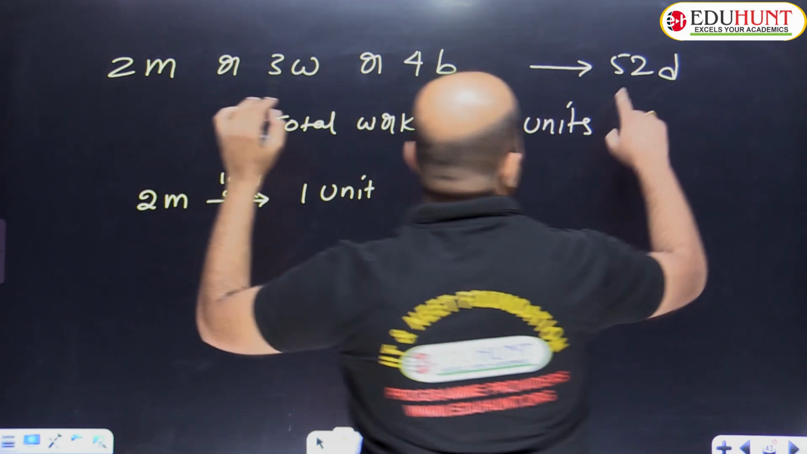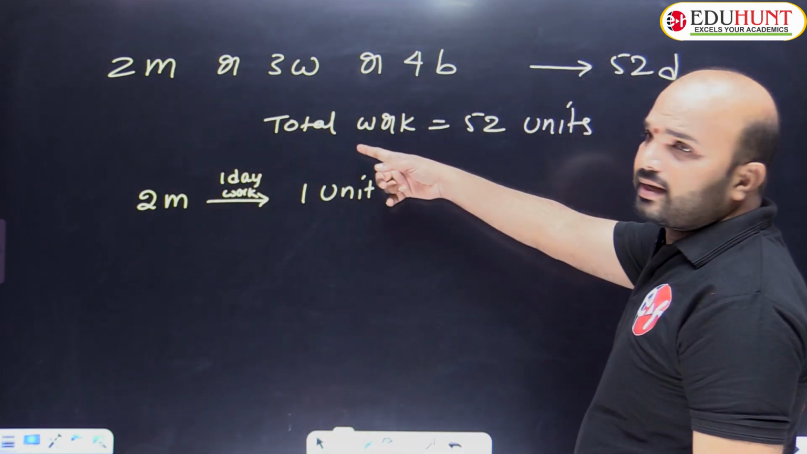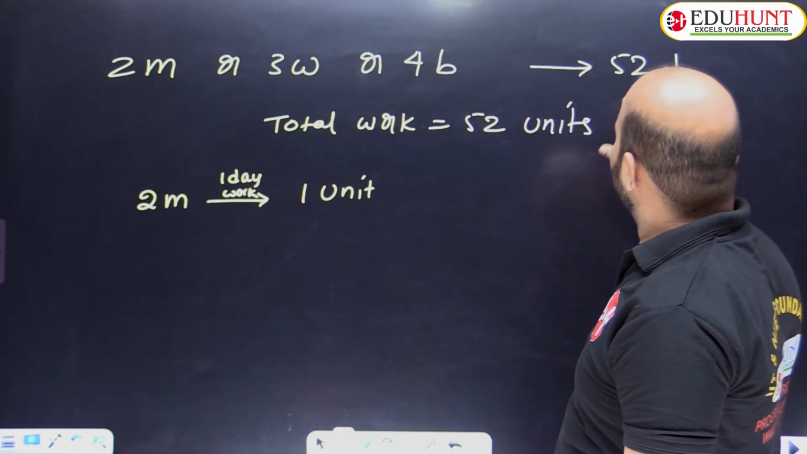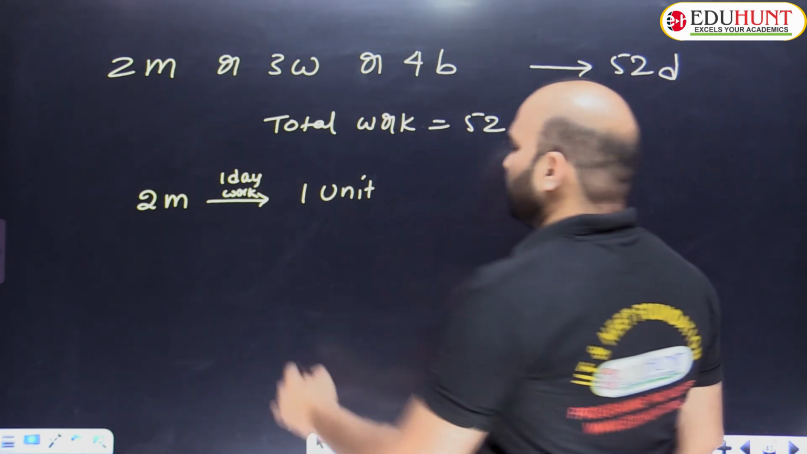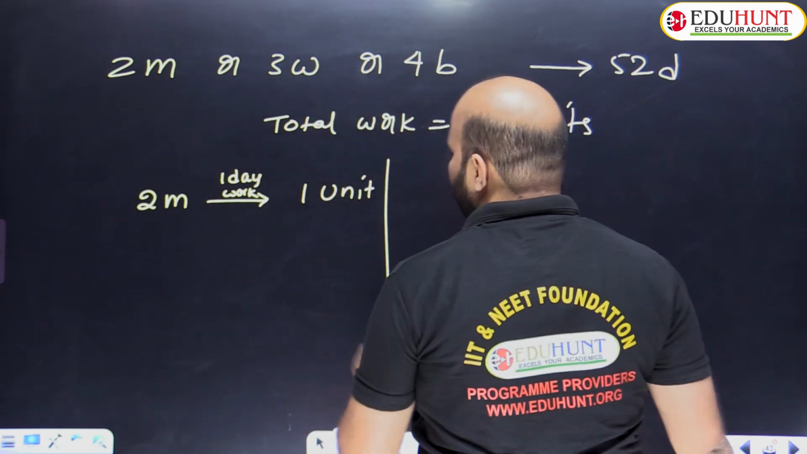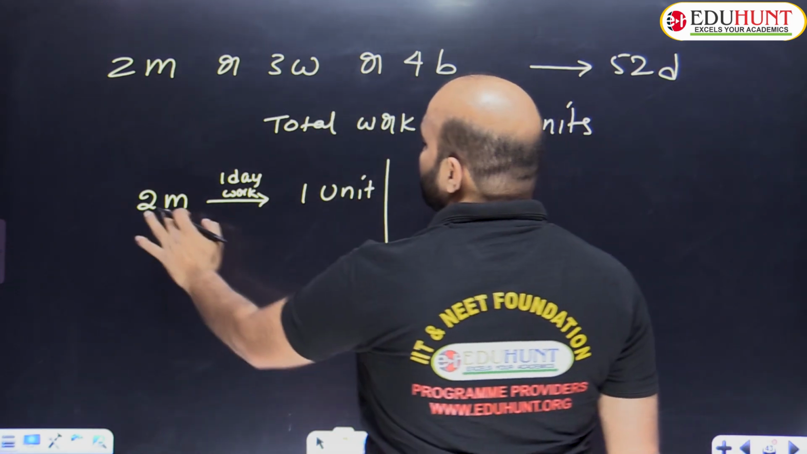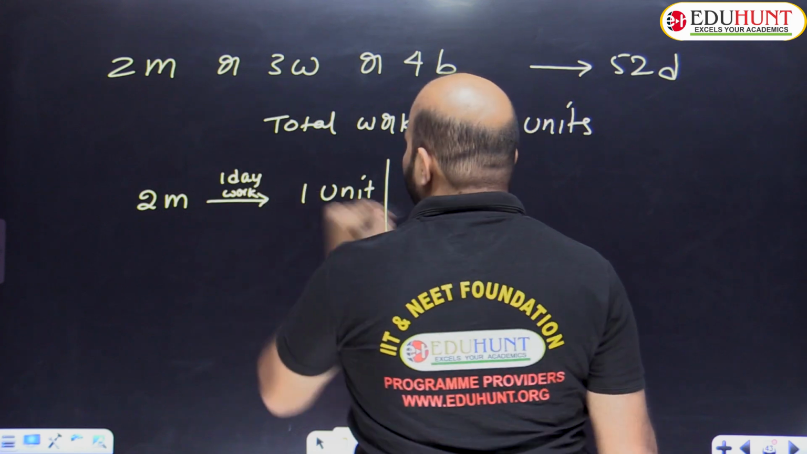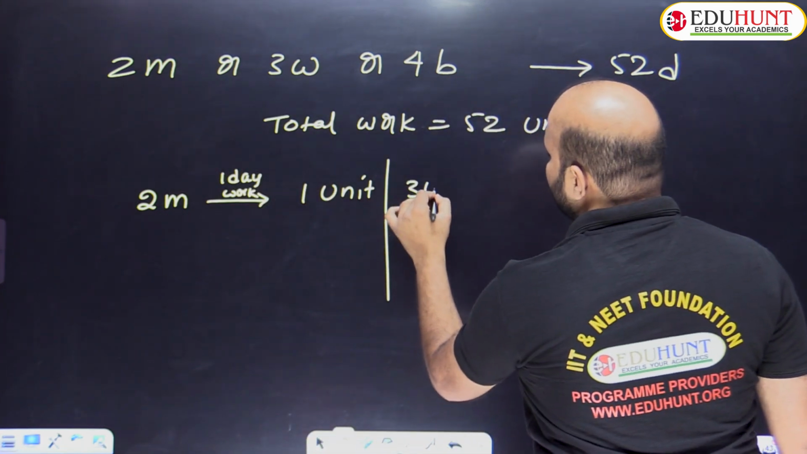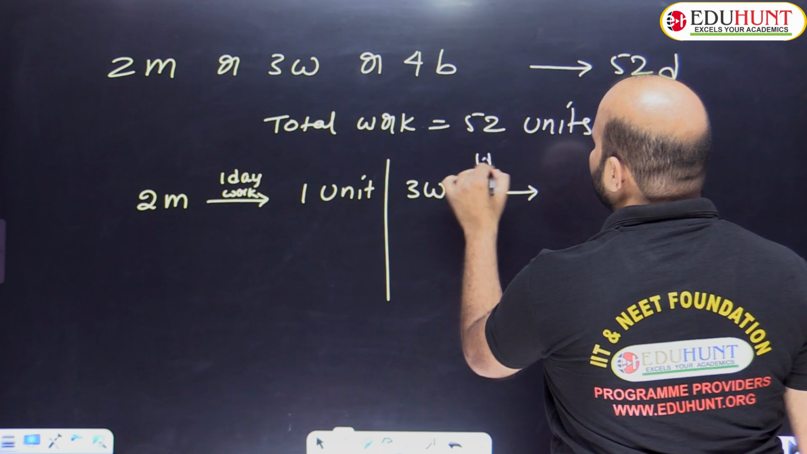Because 2 men complete a work in 52 days, the total work is taken as 52 units. 52 by 52 is 1 unit. That means, clearly, we need to understand in that question that 2 men complete 1 day of work, 1 unit, and similarly 3 women complete 1 day of work.